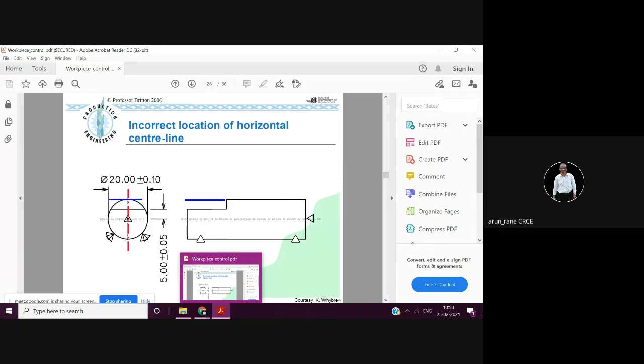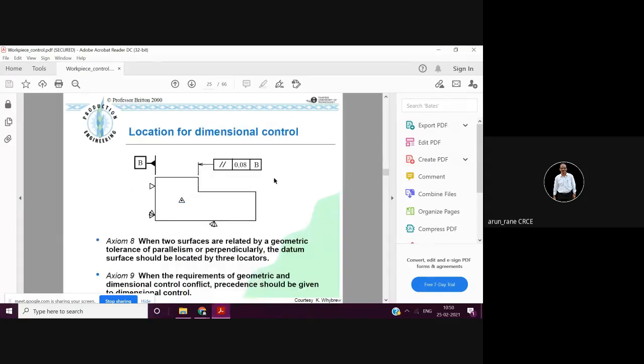See, you have to keep them a little apart. You have to keep them a little apart. Now here it is not visible because the side view is not shown.